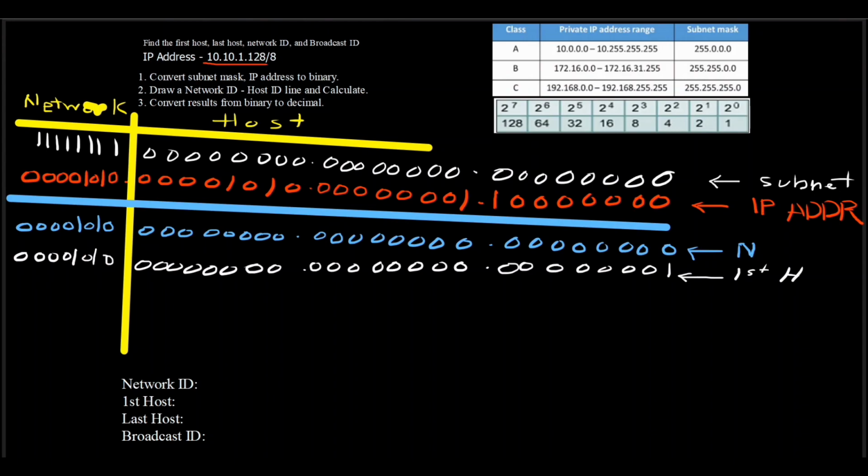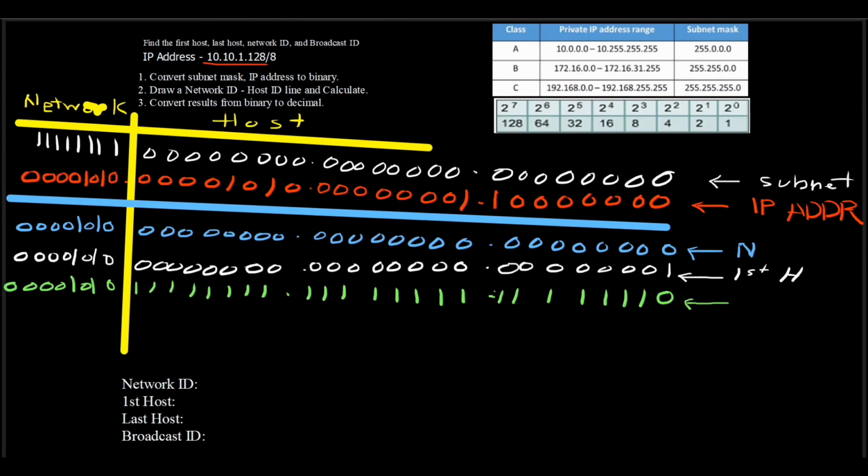So, and the network would be the same in all cases, followed by 4 zeros. Now for the last host, or the last IP address in this range for this network, this is going to be all 1. And the same here. So similar to the fourth octet, all set to 1. So here we're going to turn the first one into 0. So this is my last host.